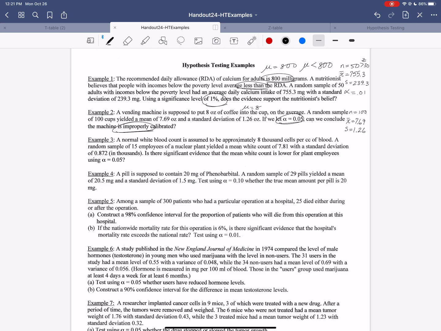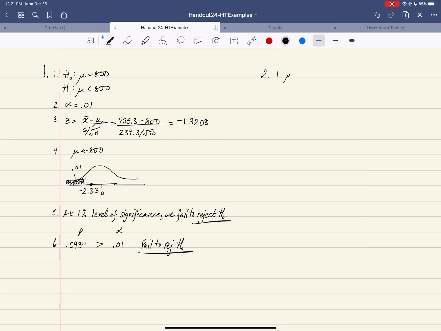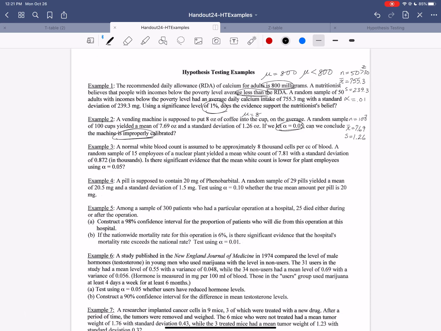So let's go ahead and write this up. Our null hypothesis is mu equals 8. The alternative is mu does not equal 8, right? That's what improperly cues us at. Alpha equals 0.05. The test statistic is Z because we have a sample size of 100, which is greater than 30. So x bar is 7.69, and the standard deviation is 1.26.